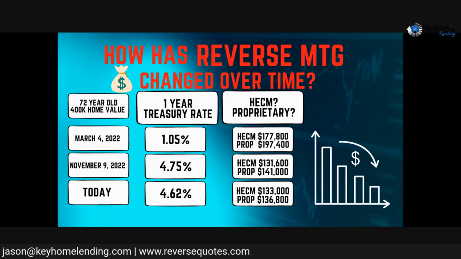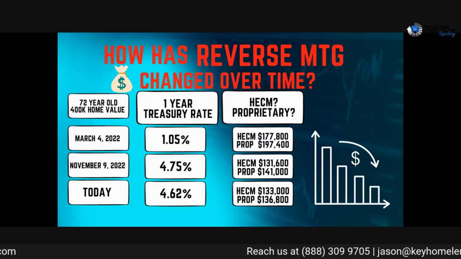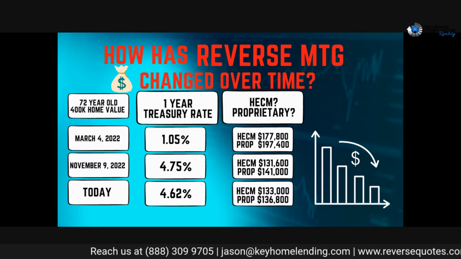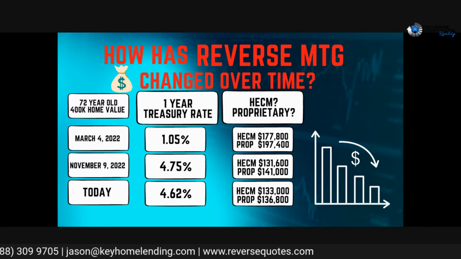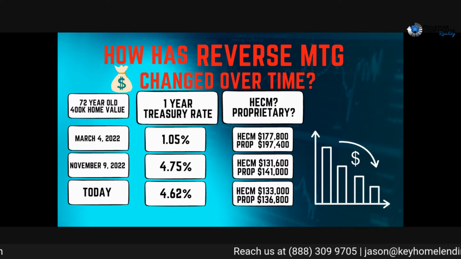So you can actually see that for a 72-year-old with a $400,000 home value, the HECM is giving a little bit more money. And that's going to be rare. You're going to see as we go through different ages and different home values that the HECM is basically the same as it was last week. But the proprietary, this darn thing keeps dropping. But it's not the loan size that's dropping. And I'll show you in the next slide. I think it's the next slide.